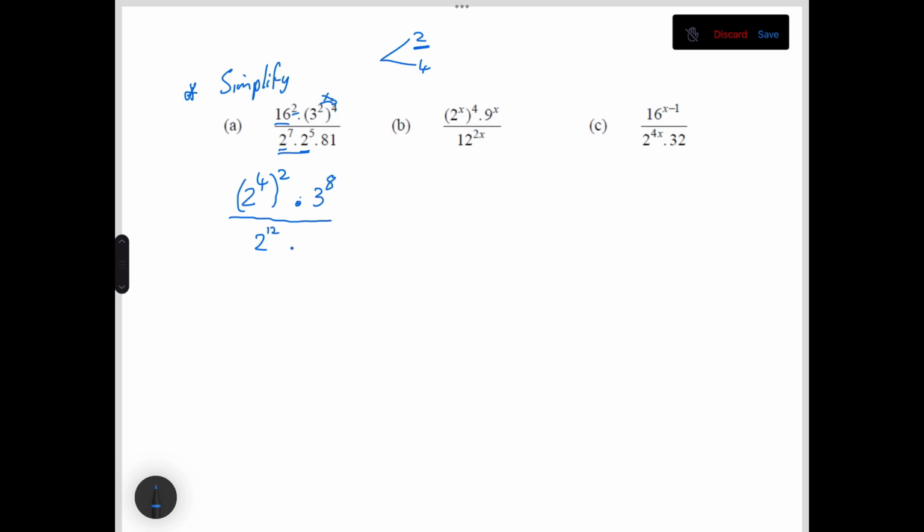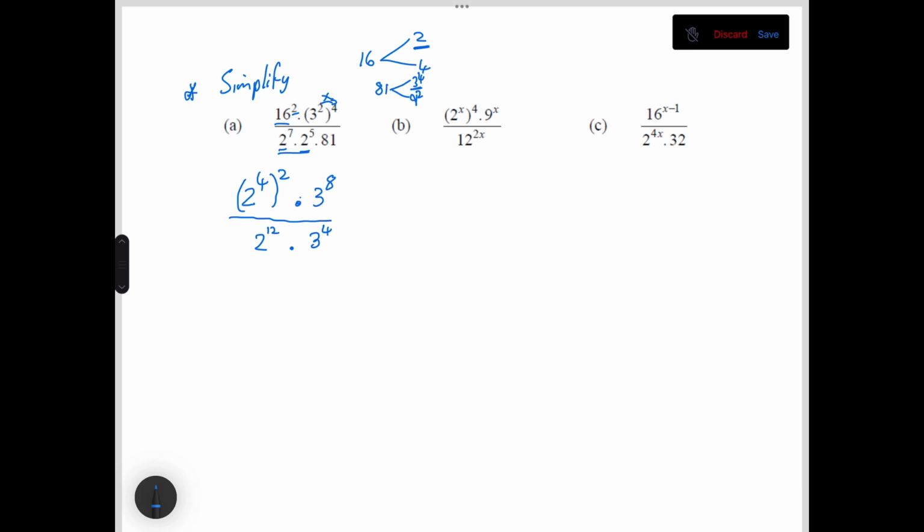Then 81 can also be written in two ways. It can be written as 3 to the power of 4 or 9 to the power of 2. So there are two ways that you can write it. So now we're obviously going to choose 3 to the power of 4 because there is a 3 base on top in the numerator. Right, so let's simplify further.